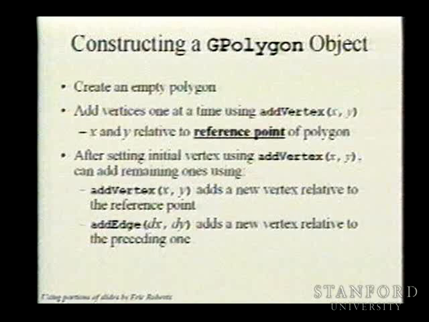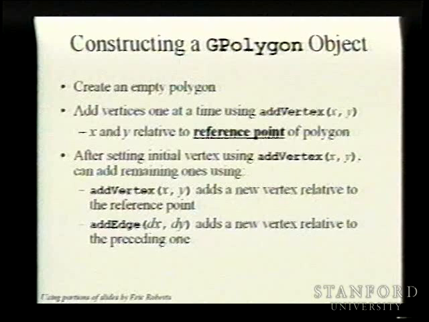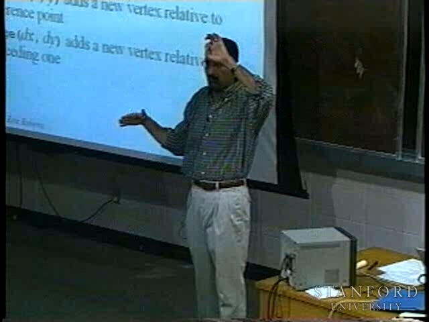After you set an initial vertex, so you need to set the first one with something called addVertex, you can set all the remaining vertices in one of two ways, because we just give you options. We like you. One way is just to keep adding vertices. When you call addVertex again, it adds a new vertex, again relative to the reference point, and it essentially creates an imaginary line between the last vertex you just added and the new vertex you added. That's how you're getting edges of your polygon. You're specifying the corner points.